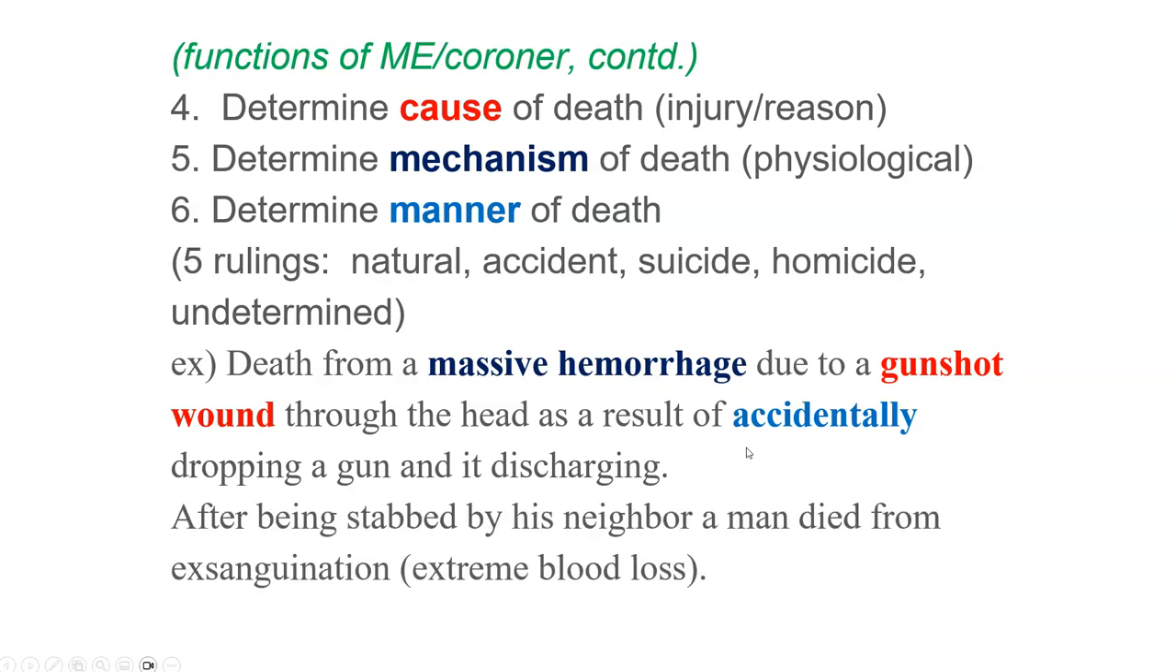Here's another example. You can maybe pause and think about this one. So after being stabbed by his neighbor, a man died from exsanguination, which is extreme blood loss. So see if you can identify the cause, the mechanism, and the manner.